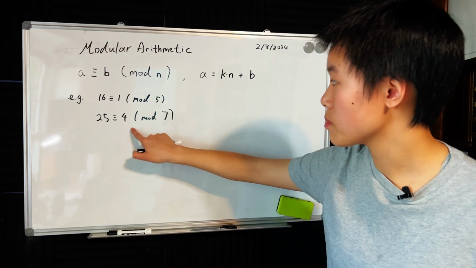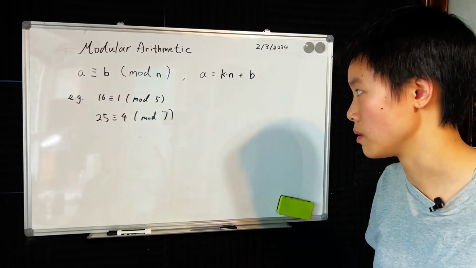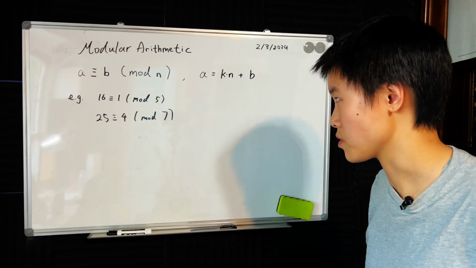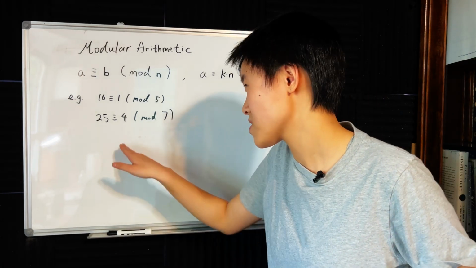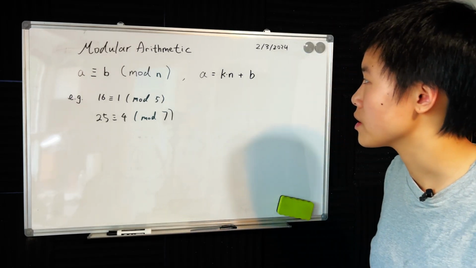And this number can never be greater than the modulus n. B can never be greater than n. Very intuitive, because this can't equal 8, because if it equals 8, it equals 1, if that makes sense. I hope that makes sense.